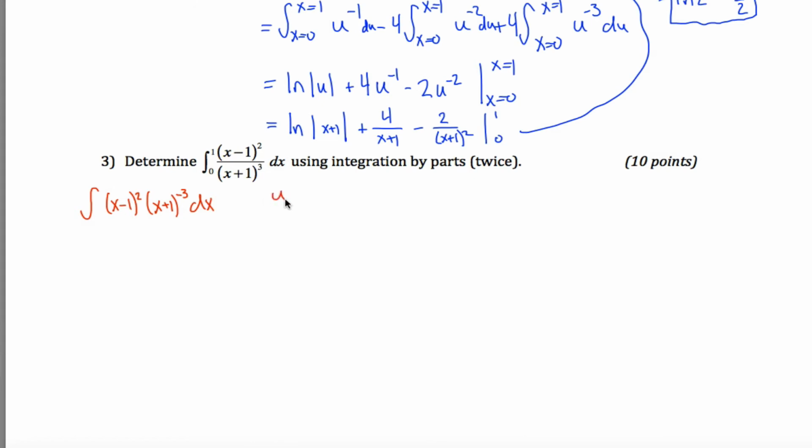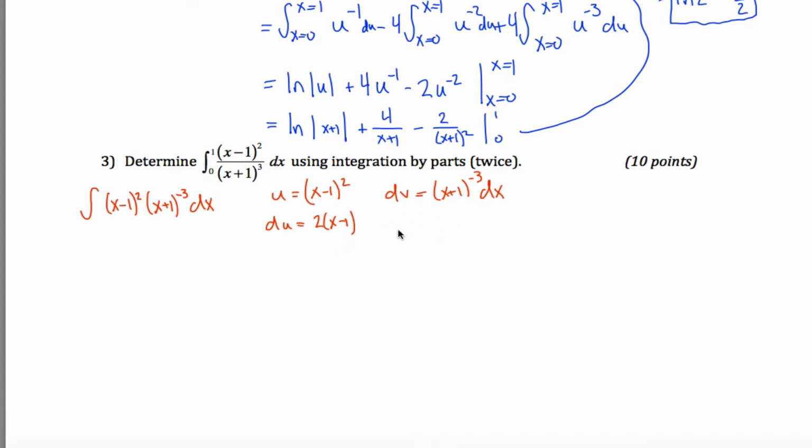So let's see. I guess it would be a good idea to call u x minus 1 squared. How do I know that? Why do I want that to be u and dv to be x plus 1 to the negative third dx? It's because what I choose for u is the thing that will get simpler when I take the derivative. If you take the derivative of this, it gets worse. Take the derivative of this, it gets nicer in some sense. I'll show you. Let's take the derivative. The derivative of this guy would be 2 times x minus 1.